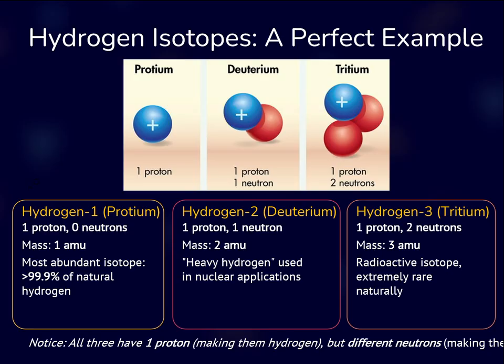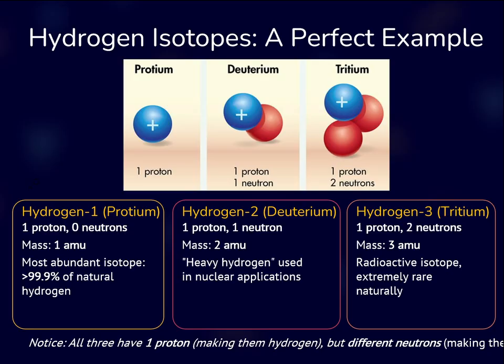The next isotope is hydrogen-2, or deuterium. It still has 1 proton, but now 1 neutron, giving it roughly double the mass of protium. Because it's heavier, it's sometimes called heavy hydrogen and is used in nuclear reactors and scientific research. The rarest form of hydrogen is hydrogen-3, or tritium. It has 1 proton, but 2 neutrons, making it unstable and radioactive. Tritium is used in specialized applications such as fusion research and certain emergency lighting systems.